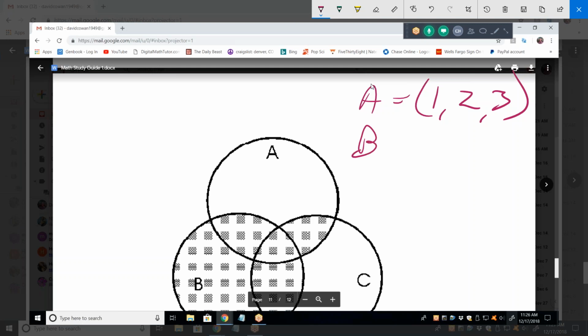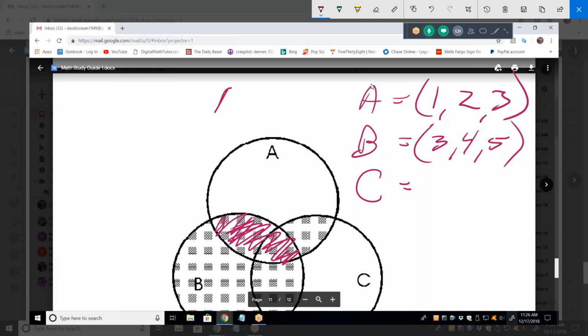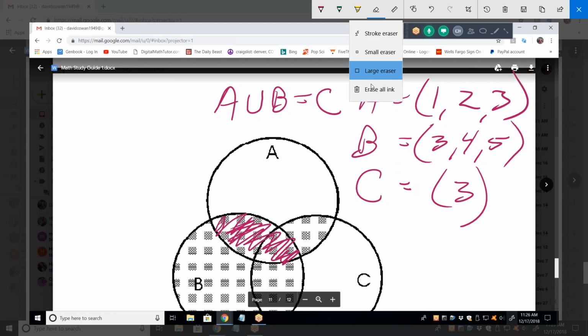But B does have this numbers right here that overlap with A. And I'm going to call that 3. Okay? And in C, if A combined with B equals C, then C only has one number, 3. And the part of C that has both A and B in it is this part right here.